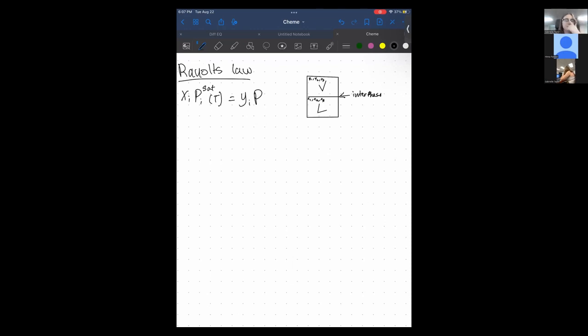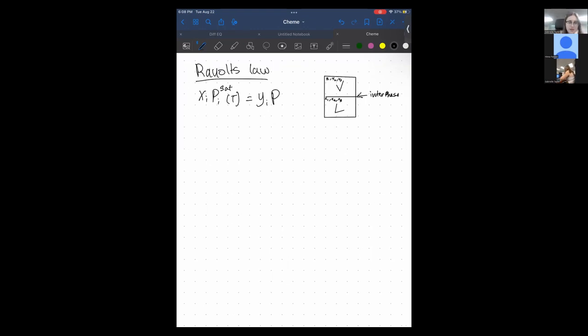So let's think about this. We have all these mole components, right? And we have the mole fraction of our vapor phase, and the mole fraction of our liquid phase. So if we go over to Raoult's law, we can derive our Y of i, our mole fraction of our vapor phase.